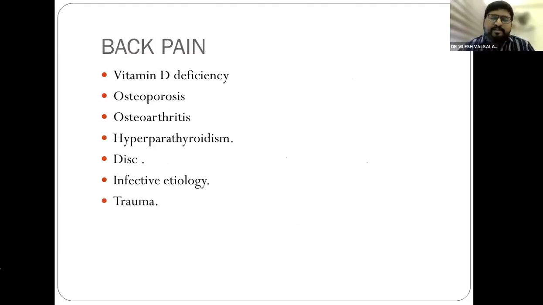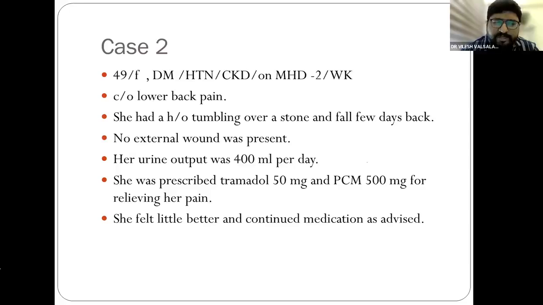Now, when we discuss back pain in a dialysis patient, the common things which come to mind are whether the patient has vitamin D deficiency, which is very common in all normal people also nowadays for lower back pain. Then there is osteoporosis, osteoarthritis because she is elderly, the presence of hyperparathyroidism, or any disc-related bulge or disc-related disease, or a possibility of an infective etiology, or commonly, some patients can have a fall and a trauma. So here the patient had a symptom of trauma, just a fall a few weeks back. So we all took it in that sense, and there was nothing to indicate any of the other causes.